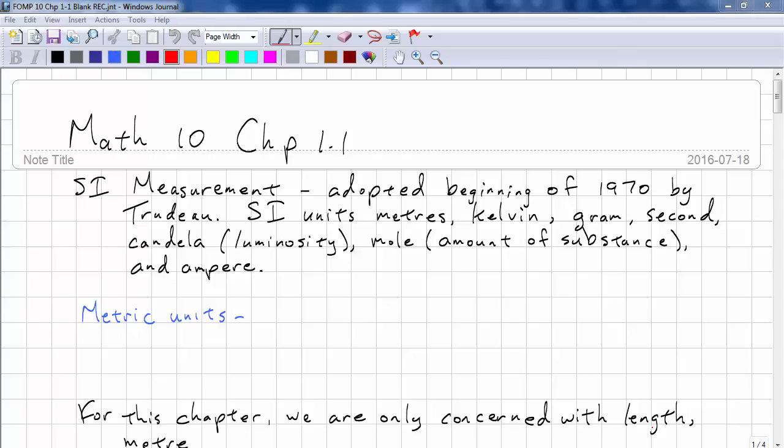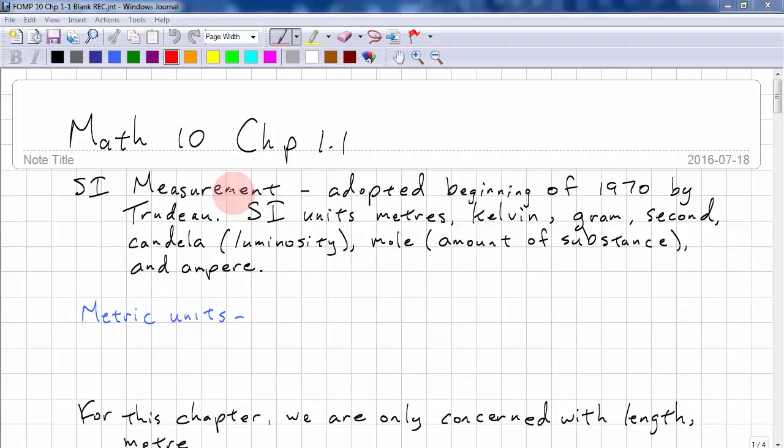This is Foundations of Math in Pre-Calculus 10, Chapter 1.1. We're going to be looking at the SI measurement system. In Canada, it was adopted at the beginning of 1970 by Trudeau. The SI units are meters, Kelvin, grams, second, and candela. This is for luminosity, and mole for the amount of substance, and ampere.